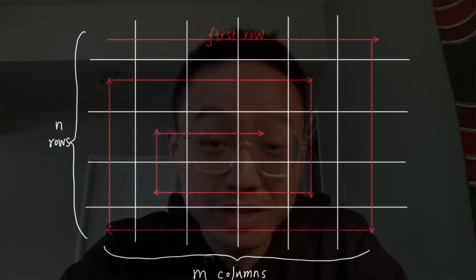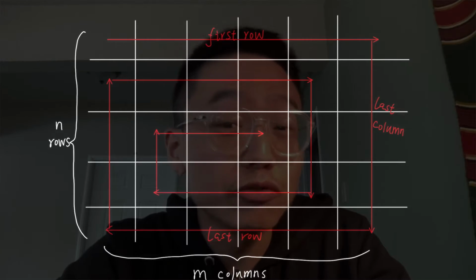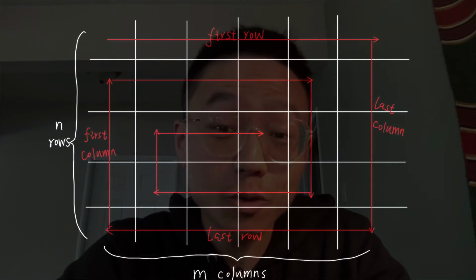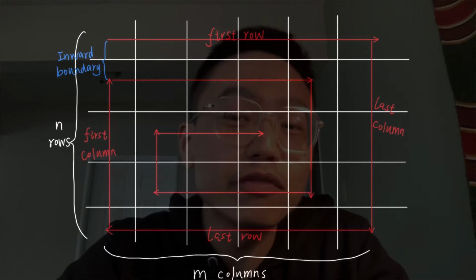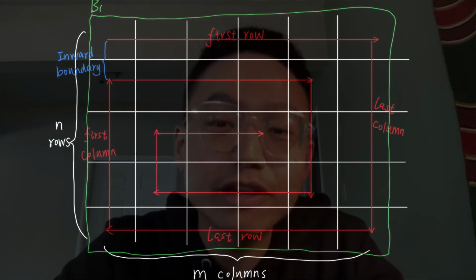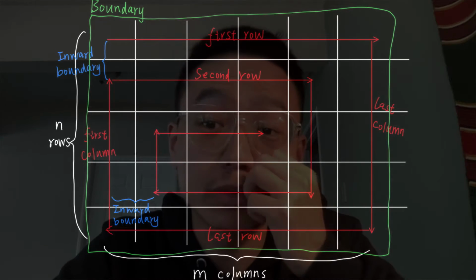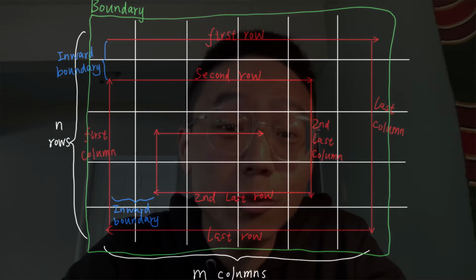Basically, you need to simulate what the problem asks us to do. We go boundary by boundary and move inwards. That's the essential operation. We go to the first row, the last column, then the last row, then the first column, and then we move inwards by 1 unit, and then we repeat. So the second row now becomes our first row, and the second last column becomes our last column, and the second last row becomes our last row, and the second column becomes our first column. That's all the simulation we need.